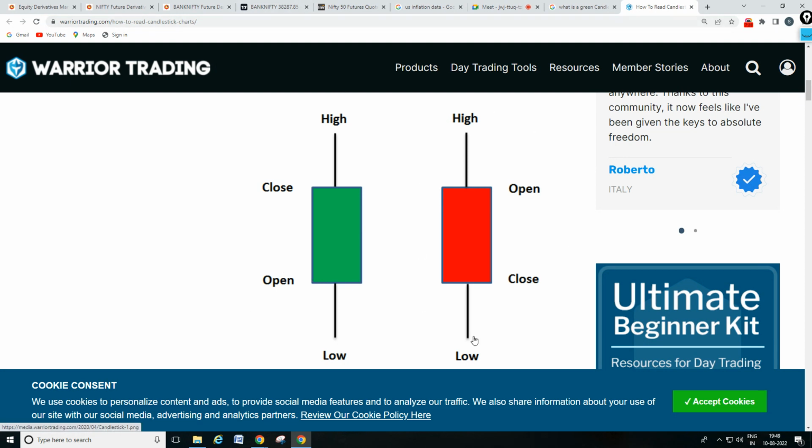And similarly the reverse case is this one. The price has opened high, the buyers took the price high, but immediately the sellers come into the picture, took the price down, and it has closed below the opening price. So this is basically the picture of the green candle and the red candle.